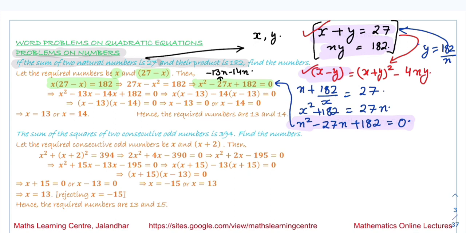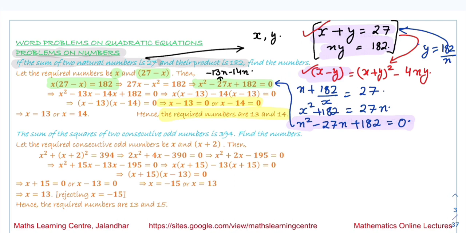And on solving this, we get two values of x. One is x is equal to 13 and x is equal to 14. So we are saying these are the two required numbers, that is 13 and 14. These are the numbers for which the sum is 27 and product is 182.